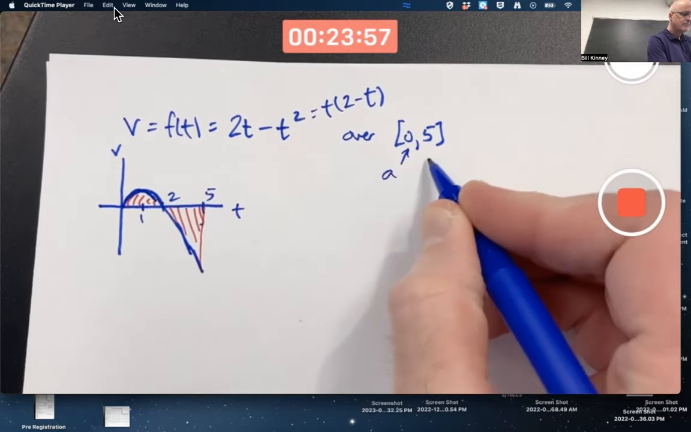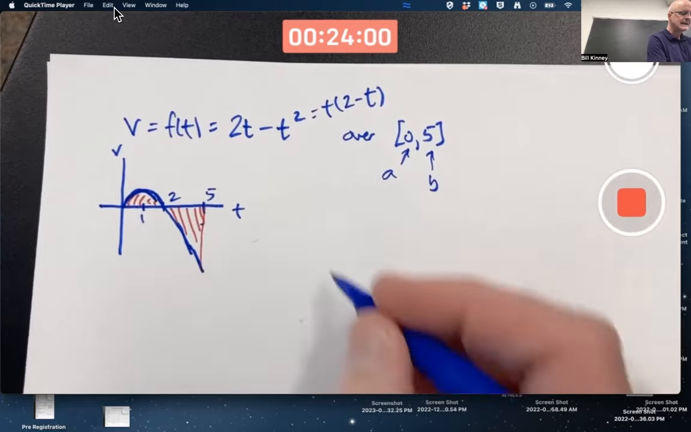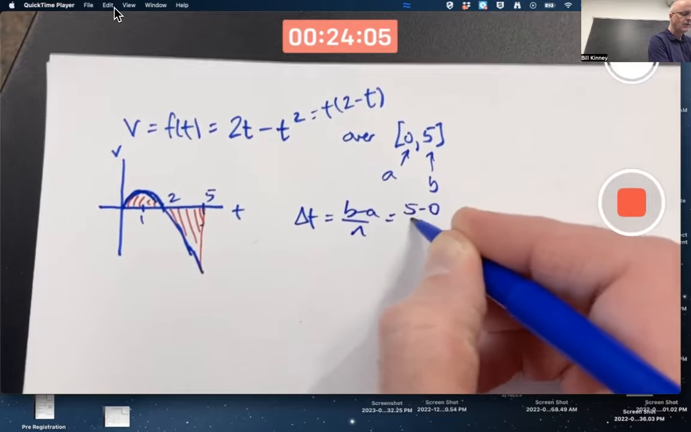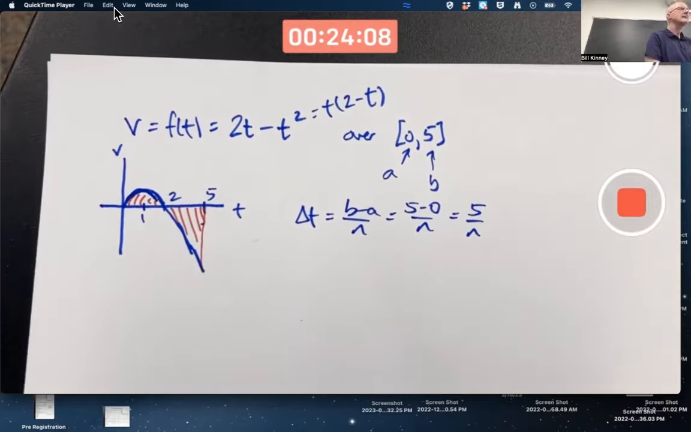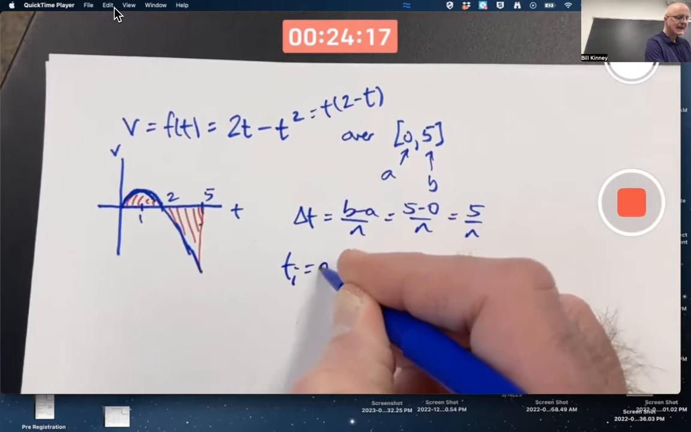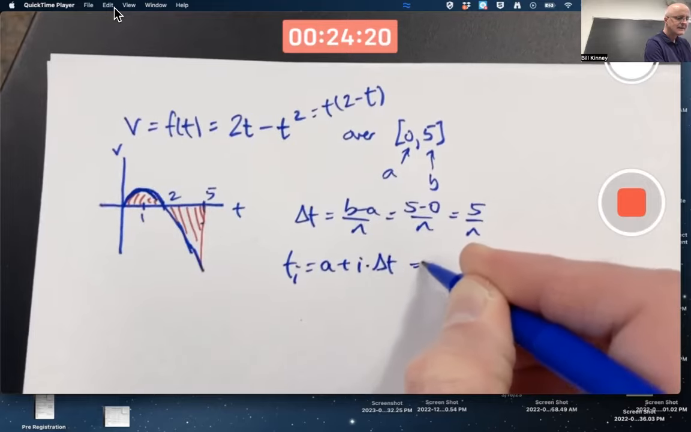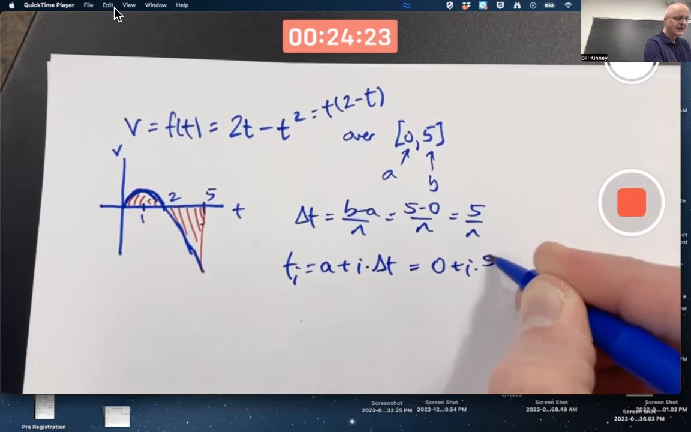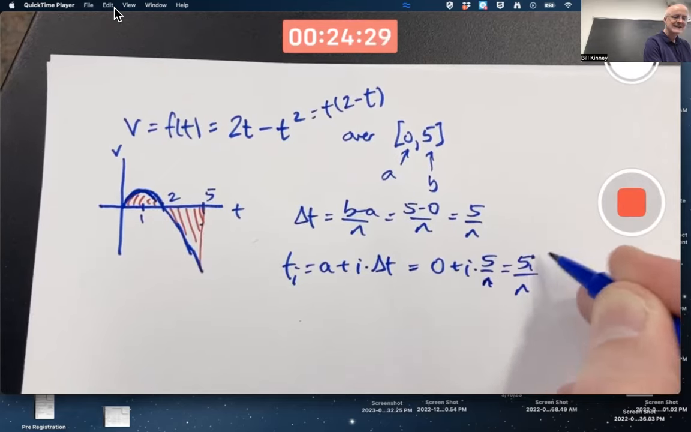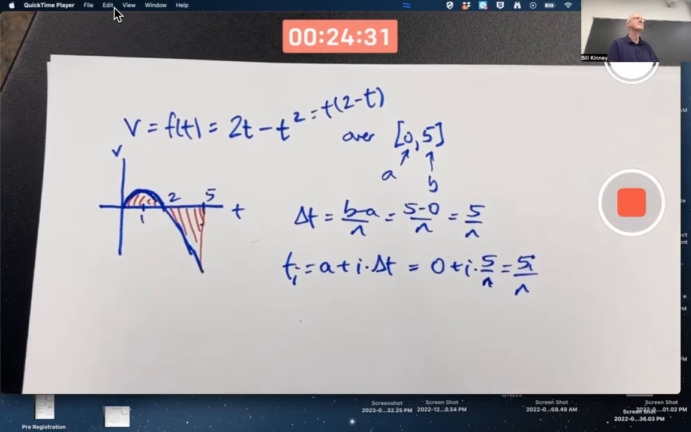A is 0, B is 5. Let's find these quantities. Delta t is b minus a over n. That's 5 minus 0 over n, that's 5 over n. We did this a little bit last Friday. Different example here. T sub i is a plus i times delta t. That's 0 plus i times 5 over n. I think these are coming out the same as before. What's different is our function is different. I think we just did this with t squared before, or x squared. It was last Friday.